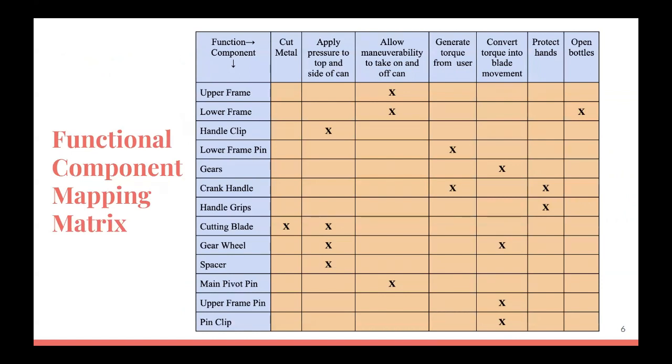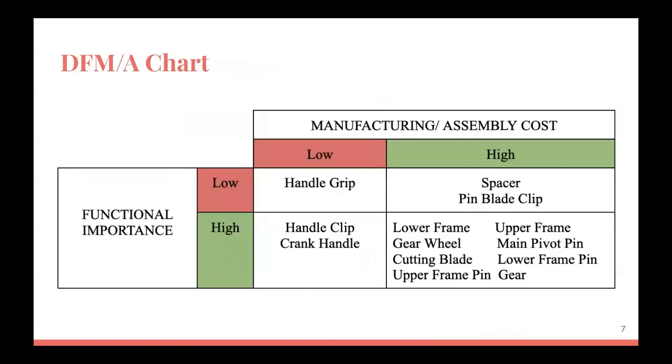Here's our functional component mapping matrix, where you can see which components realize what functions. As seen in the chart, some functions are realized by multiple components, which gives us room for redesign. Here's our DfMA chart, and the main part we want to focus on is this bottom right corner, where it's both high functional importance and also high assembly costs.